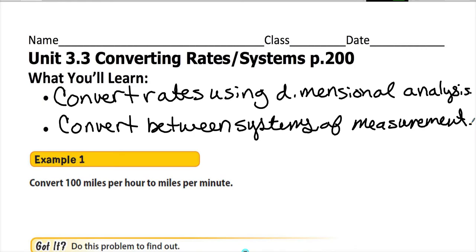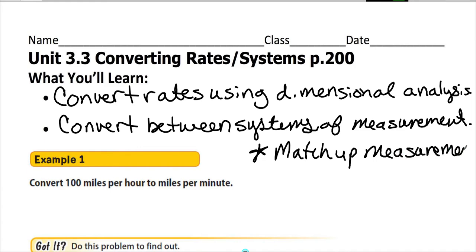All right, so the key thing for today to remember is you need to match up your measurements diagonally in order to cancel. Okay, so let's do a little star right here. So we're going to match up measurements diagonally to cancel.